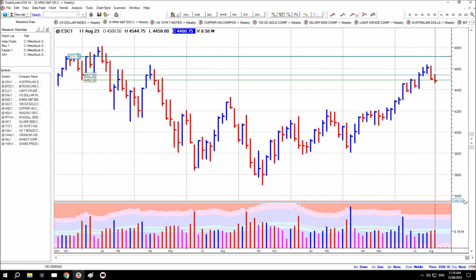Next chart is the E-mini S&P. This is S&P 500 index futures. Price has pulled back a little over the last 2 weeks. Although you can see that spreads narrowed this week and the thrust lower has reduced considerably on increased volume.